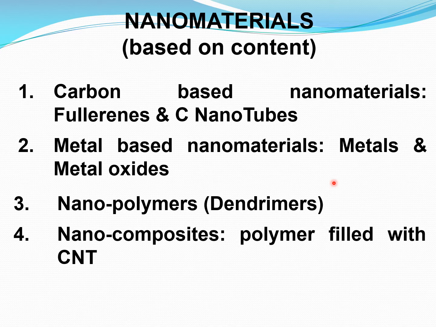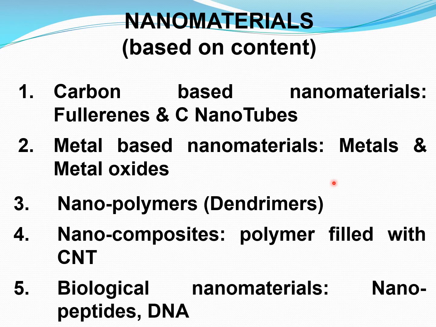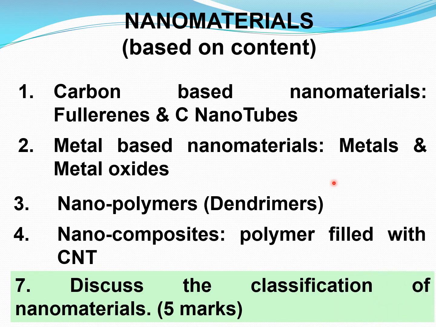Nanocomposites. Composite means a combination of more than one material. So if in a composite one of the materials is of nano size, then that is called a nanocomposite. For example, polymer filled with carbon nanotube. And finally, biological nanomaterials, which are nanomaterials of biological origin. Examples: peptides, DNA, enzymes, etc. So these are the classification based on content. One important question: discuss the classification of nanomaterials.